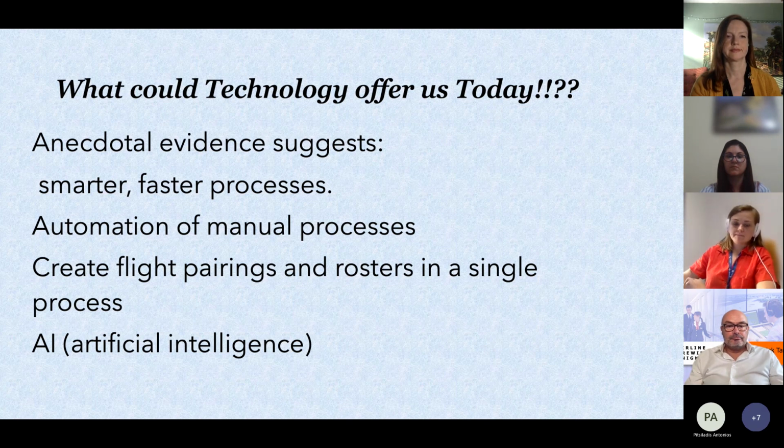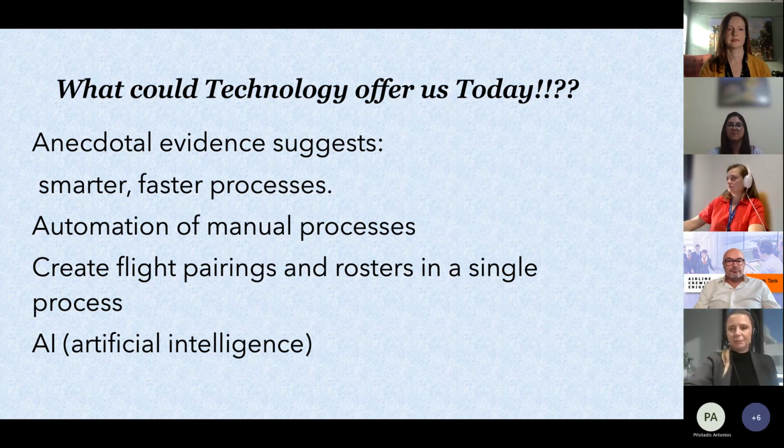How do we manage pre-allocations? How do we manage base changes and a change in rank mid-roster period? Can we meet our objectives? Allocate all the flying and standby? Spread the work evenly? Provide a work-life balance and be cost-effective? I suspect not. And the main reason for this, we wouldn't be here talking about it.